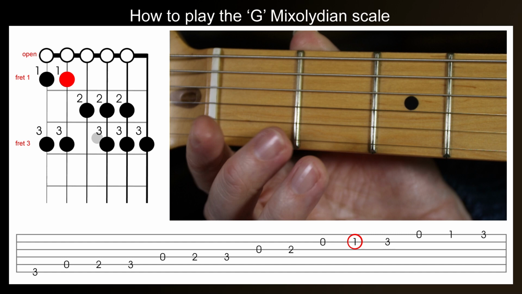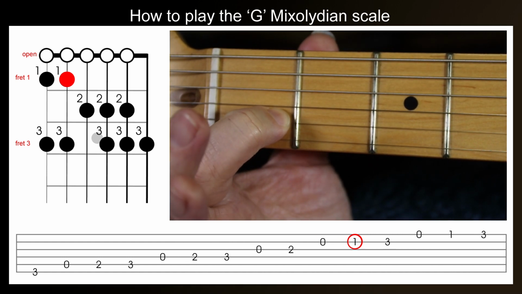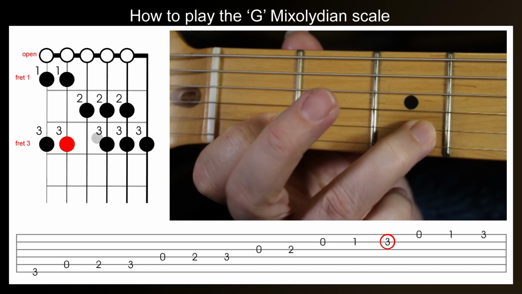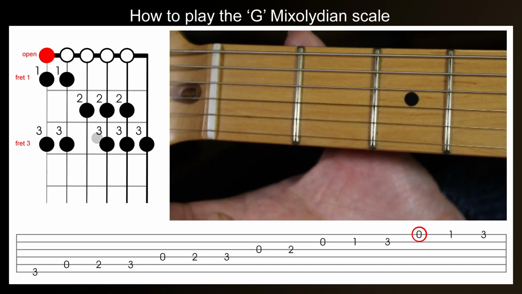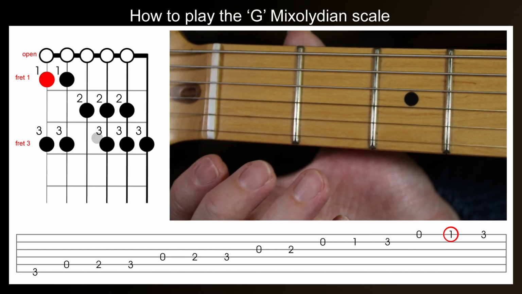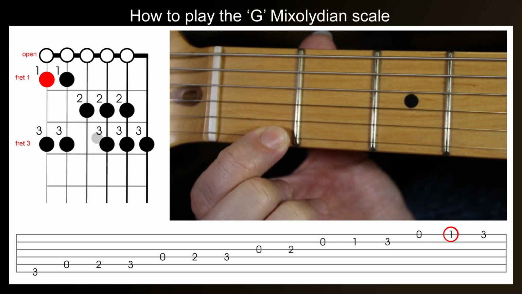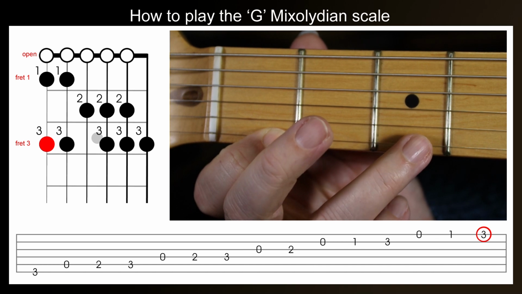Play the first fret of the B string with the first finger. Play the third fret of the B string with the third finger. Play the open top E string. Play the first fret of the top E string with the first finger. And finally, play the third fret of the top E string with the third finger.